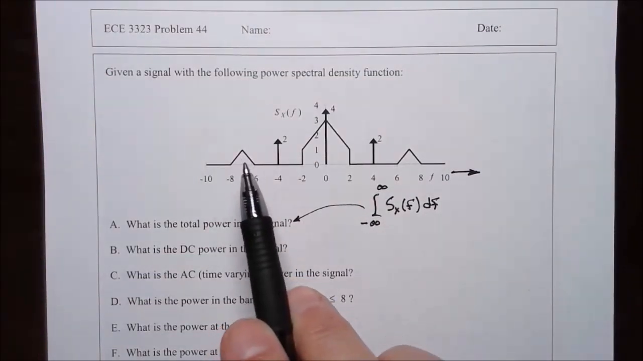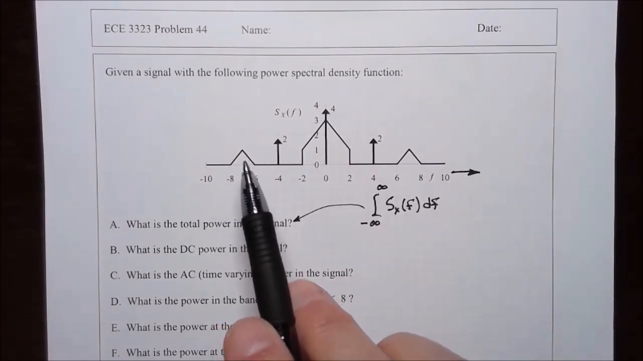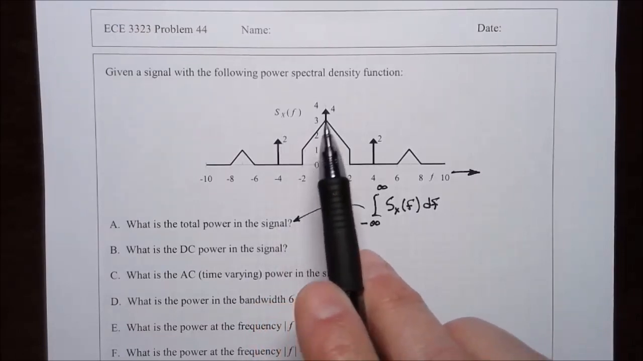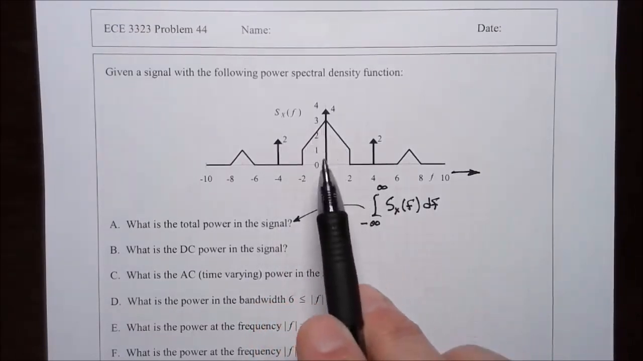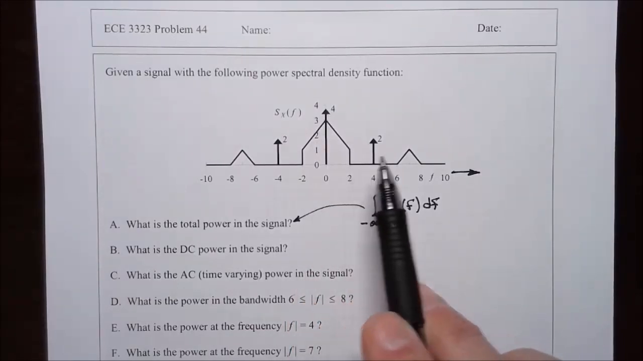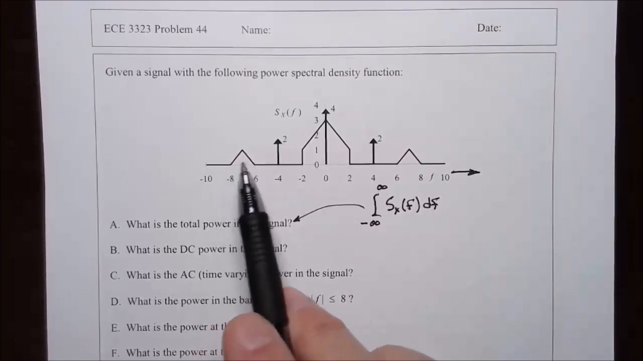So you simply have to find the area underneath this entire function. So you have the area under this little triangle plus the area under this delta function plus the area under this house shape plus the area under this delta function plus the area under the delta function plus the area under this little triangle.